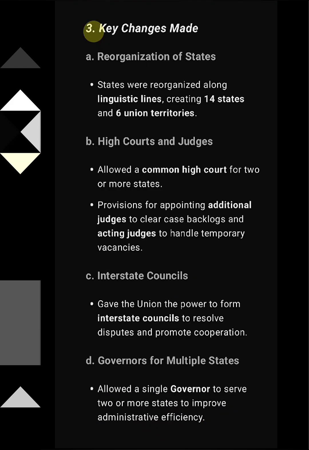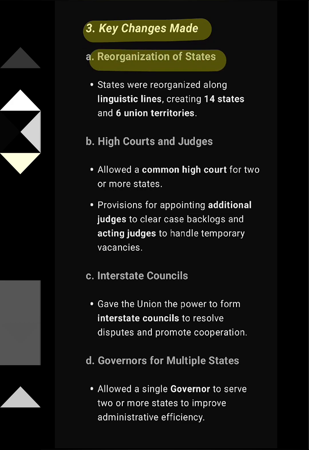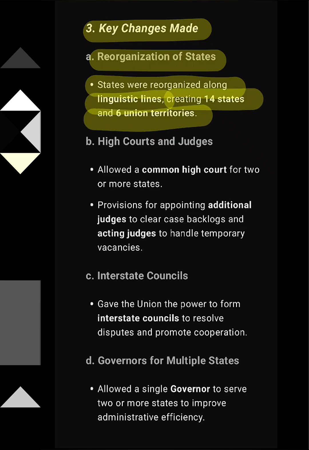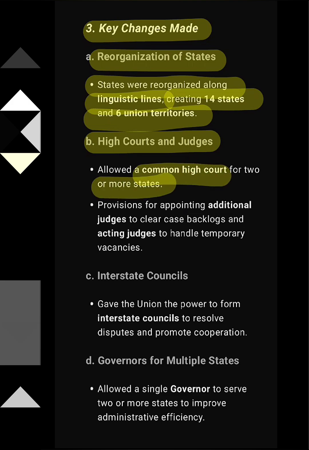Now let's analyze the key changes made through this amendment. The first important change was the reorganization of states. Now states were reorganized along linguistic lines, creating 14 states and 6 union territories. How did this 7th amendment impact high courts and judges? So this amendment allowed a common high court for 2 or more states. This amendment has made provisions for additional judges. If there is a backlog of cases, then additional judges can be appointed.